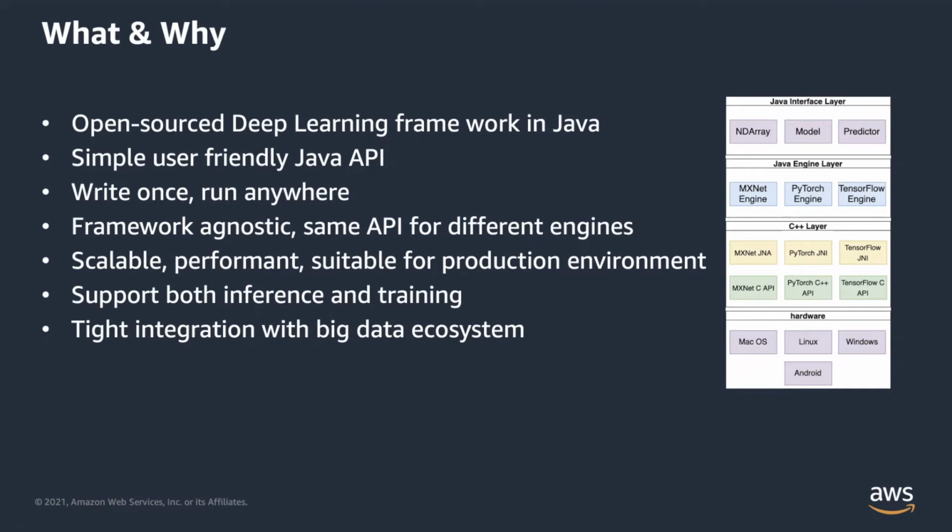And because we're in Java, and many of the big data solutions are built on JVM, we have a tight integration with this big data ecosystem. So for example, Apache Spark, Kafka, Flink, and then Beam, they're all in JVM. And DJL naturally has a tight integration with them.